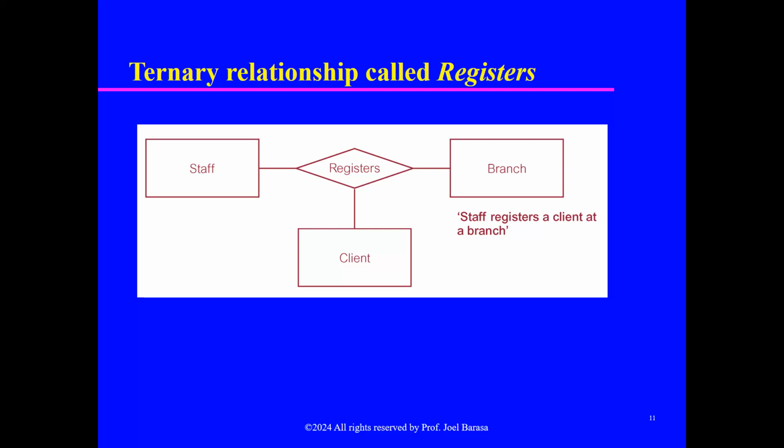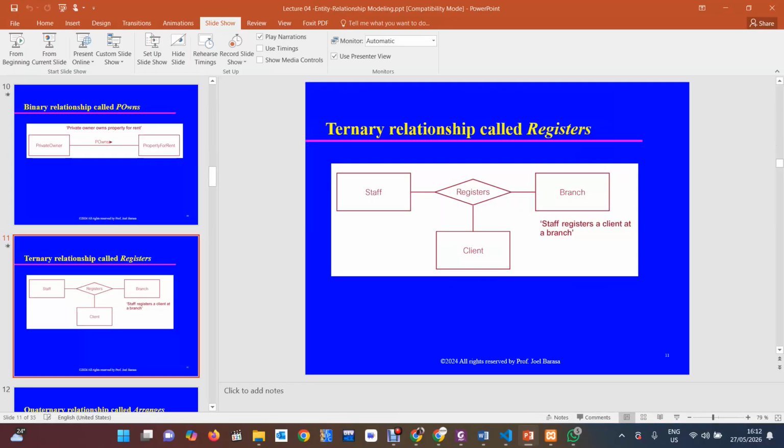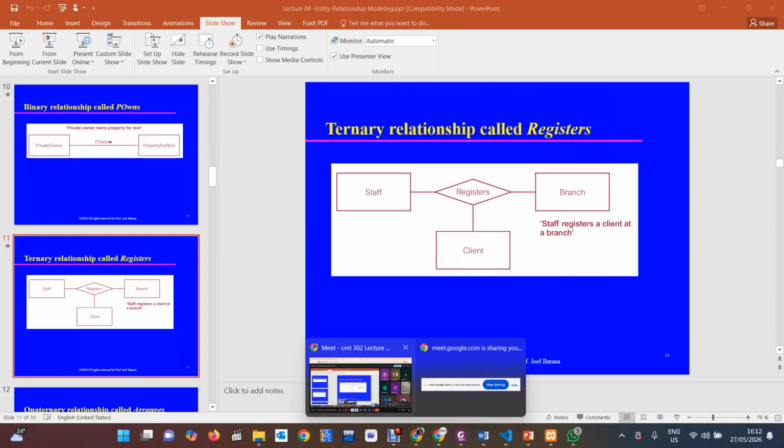So a ternary relationship is where a staff registers a client at a branch. When you go as a staff, maybe for example as a lecturer, I'm serving a student at Langata campus, and again I serve a student at Gaba campus. Then I become a ternary relationship called registers. So you can register various clients at various branches, or various branches can register various staff within that scope.